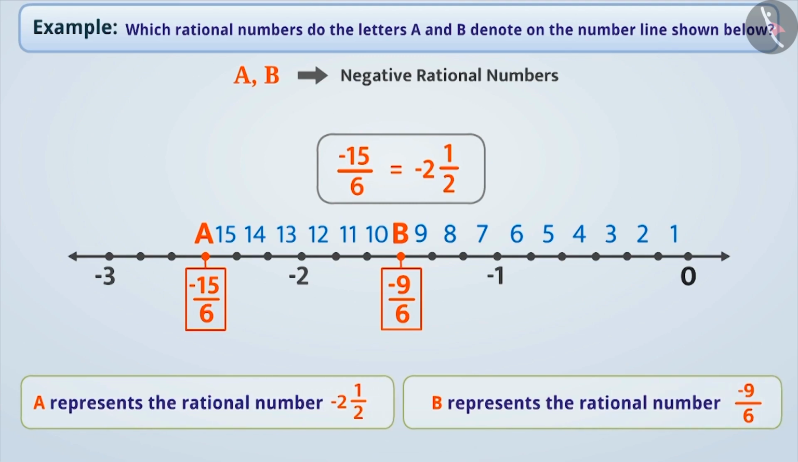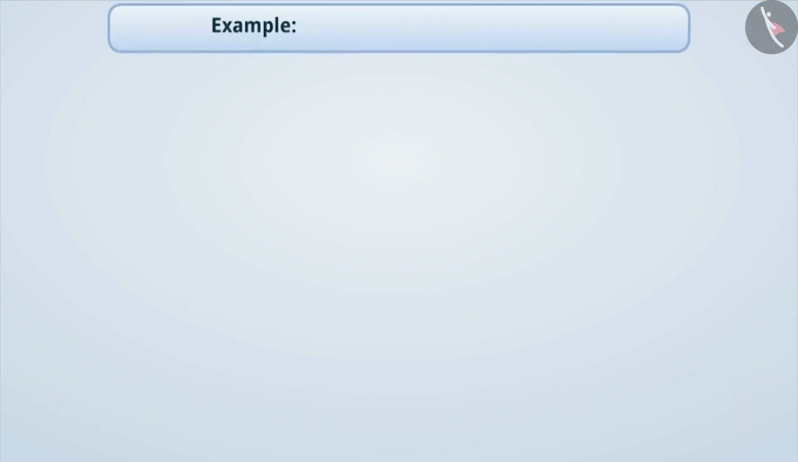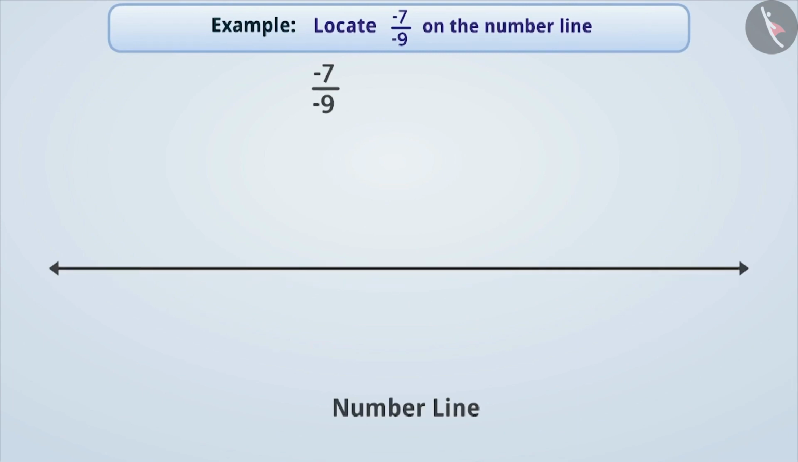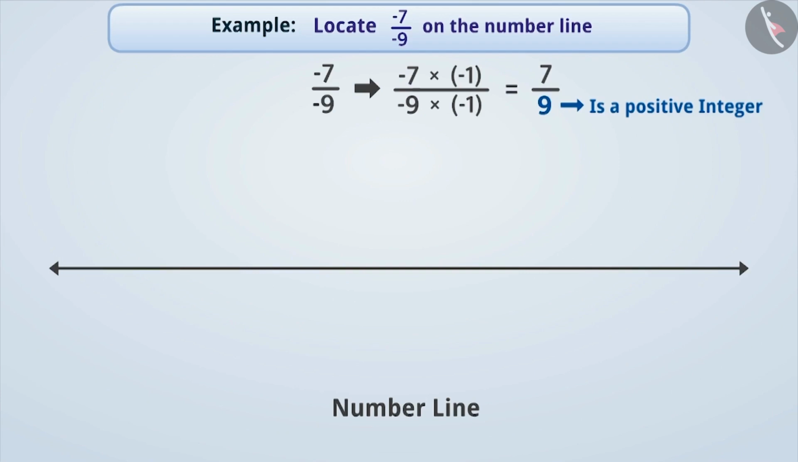In the next example, locate minus 7 by minus 9 on the number line. Let us first express minus 7 by minus 9 on the number line. Here we can see that the denominator of this rational number is not a positive integer. So first we will multiply both its numerator and denominator by minus 1 and convert it into a rational number of same value whose denominator will be a positive integer. That is, we will get rational number here as 7 by 9.